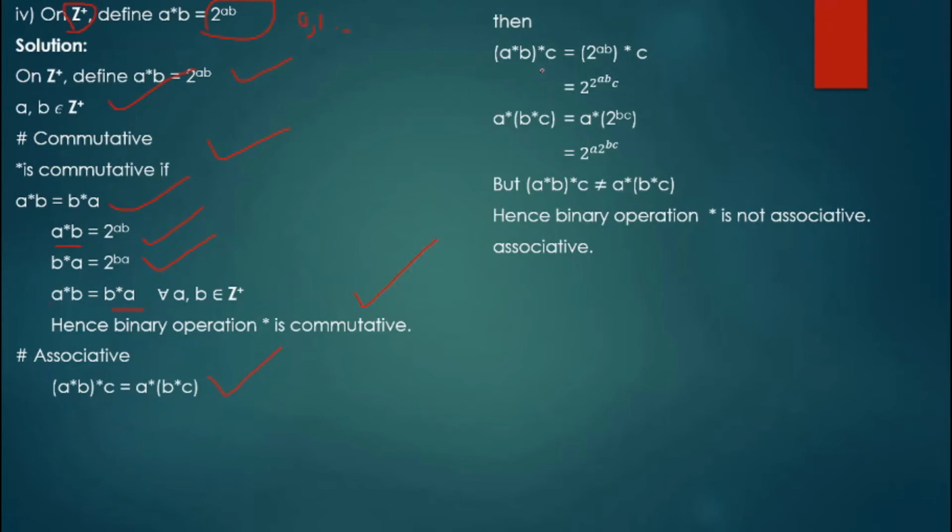A star B star C equals, according to the definition given in our question, A star B is defined as 2 raised to AB. So I write 2 raised to AB. One more thing, pay attention to this question here, as you may get confused. I wrote A star B as 2 raised to AB, star C. This star C I have written. This is your A and this is your B.